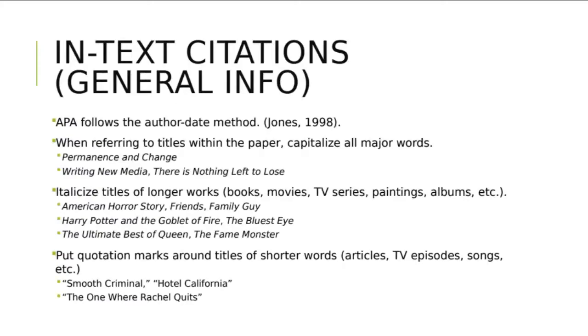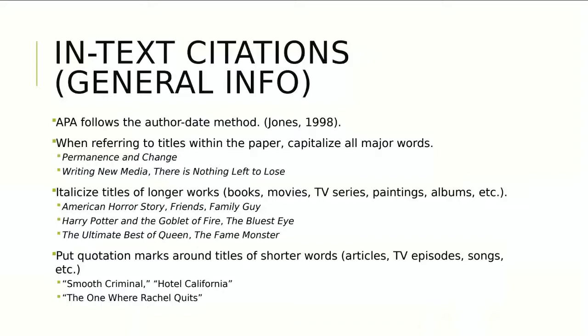So in-text citations in APA are different. They have the last name and then a comma, and they have the year. So they're different in that manner. That's the general outline if you're paraphrasing. Now, if you're giving a direct quote, you are going to want to also put the page number, and it's going to look a little bit different.